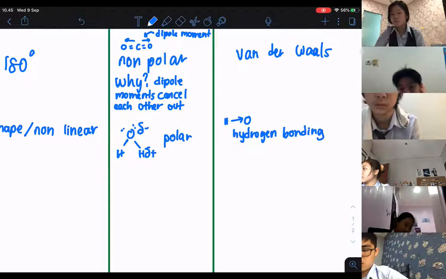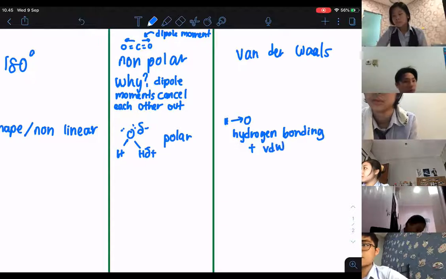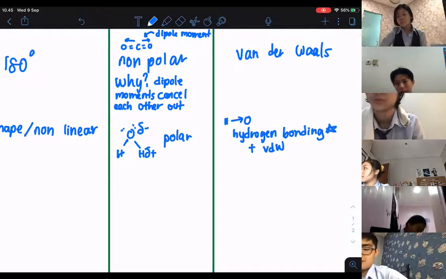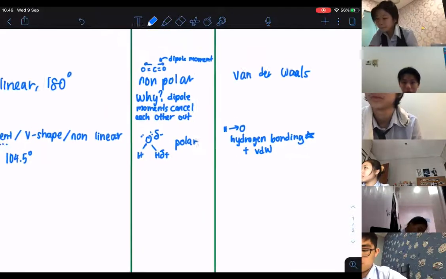But do remember that is the prominent one. But do remember they also have van der Waals forces. So the prominent one is the hydrogen bonding. So no need to mention permanent dipole-dipole. No need.